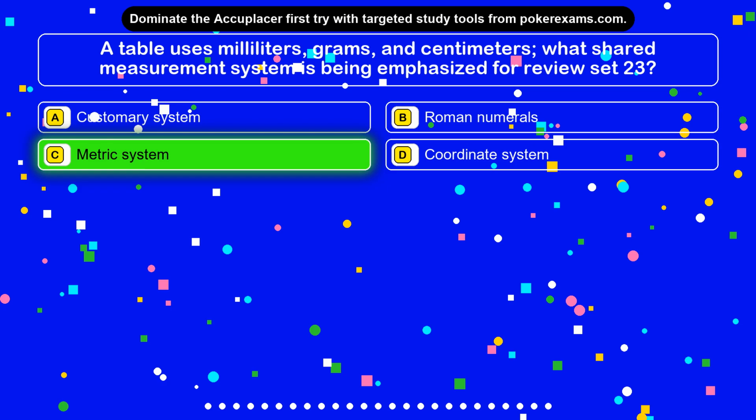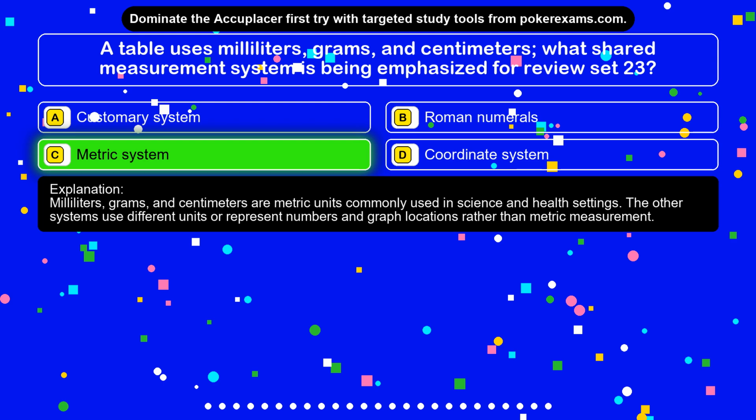The correct answer is option C, metric system. Milliliters, grams, and centimeters are metric units commonly used in science and health settings. The other systems use different units or represent numbers and graph locations rather than metric measurement.